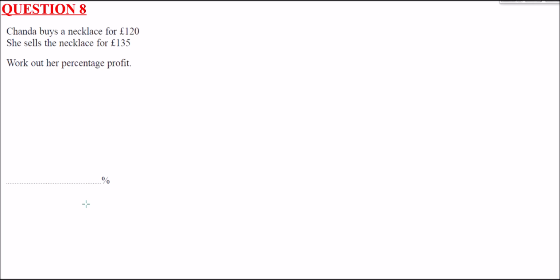Question 8, we have Shanda, who buys a necklace for £120 and sells it for £135, and we need to work out her percentage profit. First of all, let's work out the profit before we work out the percentage profit. Profit is the difference between what you sell something for and what you bought it for. So it's the sell price, subtract the cost price.